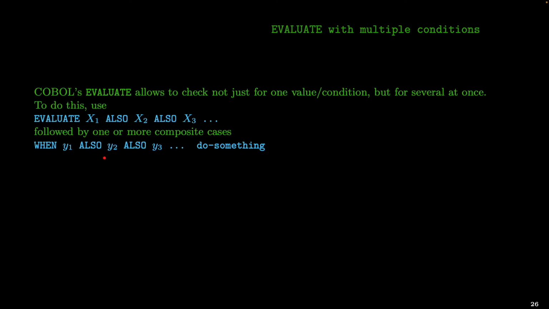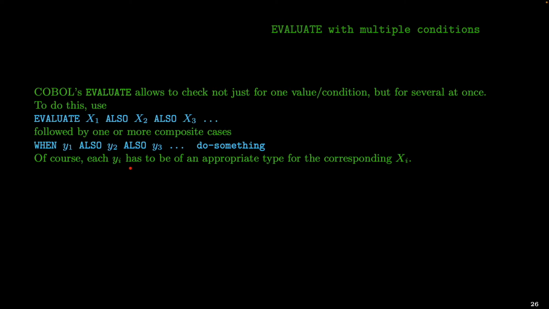And then the conditions or the cases for these multiple conditions are formulated as follows: when y1, also y2, also y3, and so on, do something. So for each one of these conditions that we evaluate here, we must have a matching entry in the cases. And if all of these match, so if y1 matches with x1, y2 with x2, y3 with x3, then this case is true, and we do whatever code we have following up this statement.